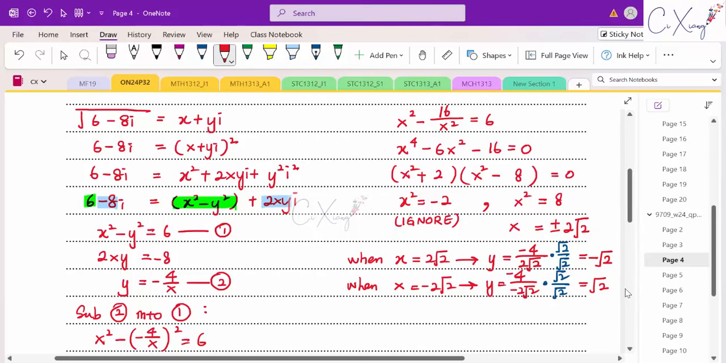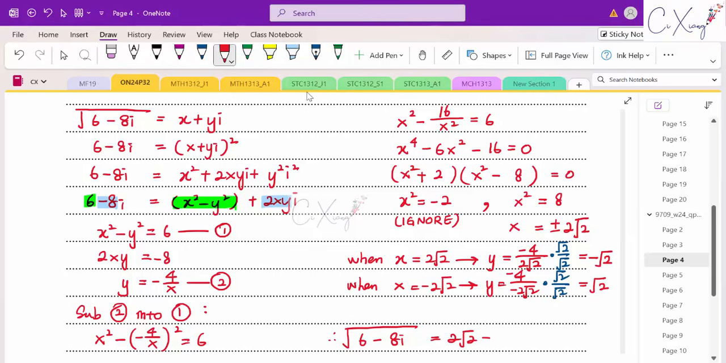Alright, therefore, rewrite your final answer again. The square root of 6 minus 8i, there are two answers here. The first one is 2 root 2 minus root 2 i. Another answer will be negative 2 root 2 plus root 2 i.